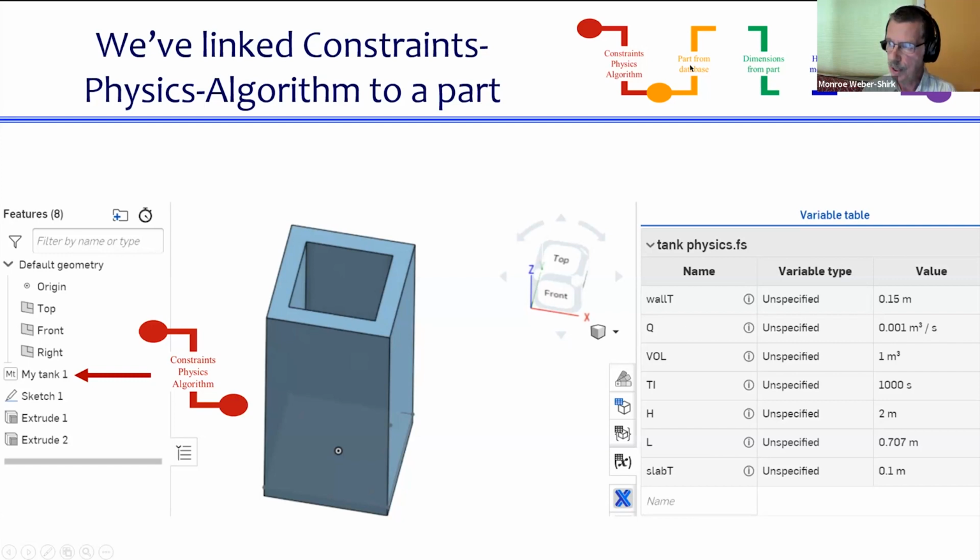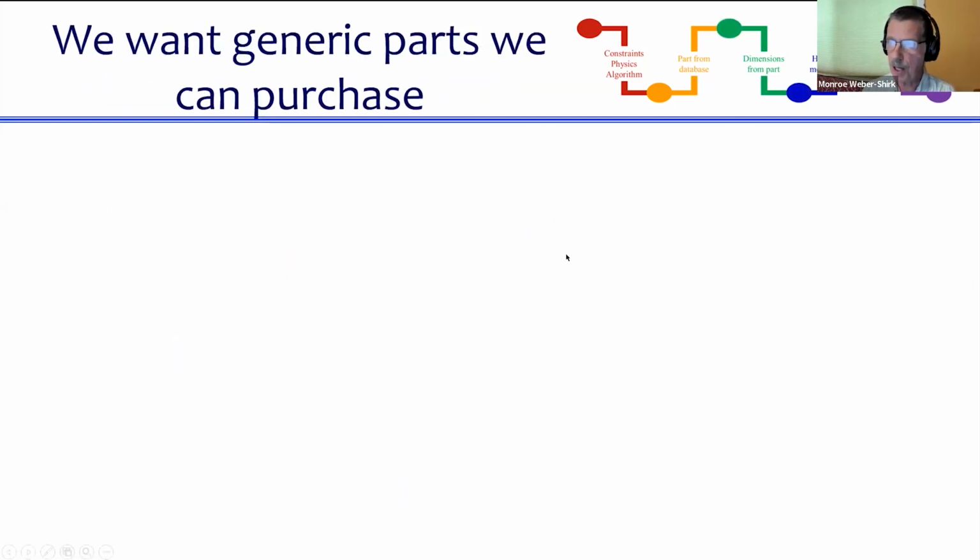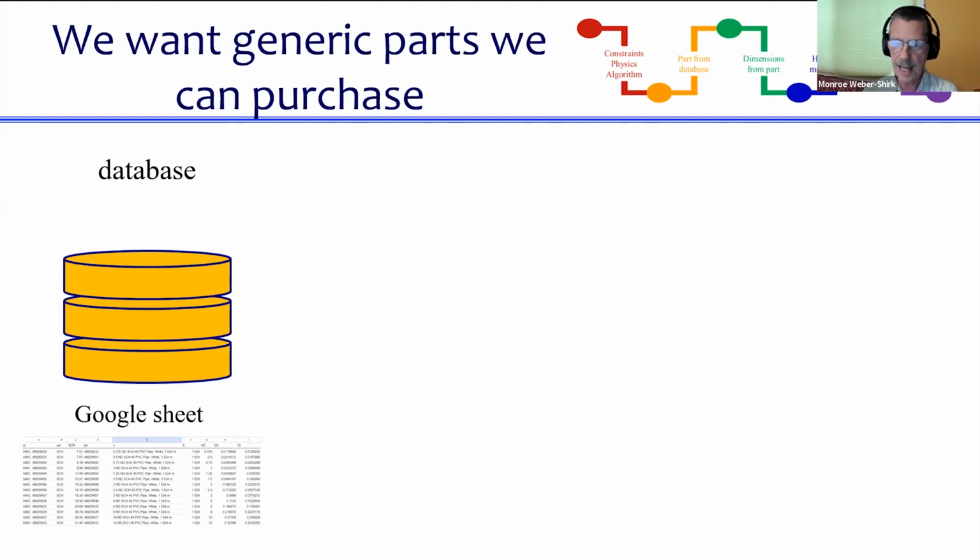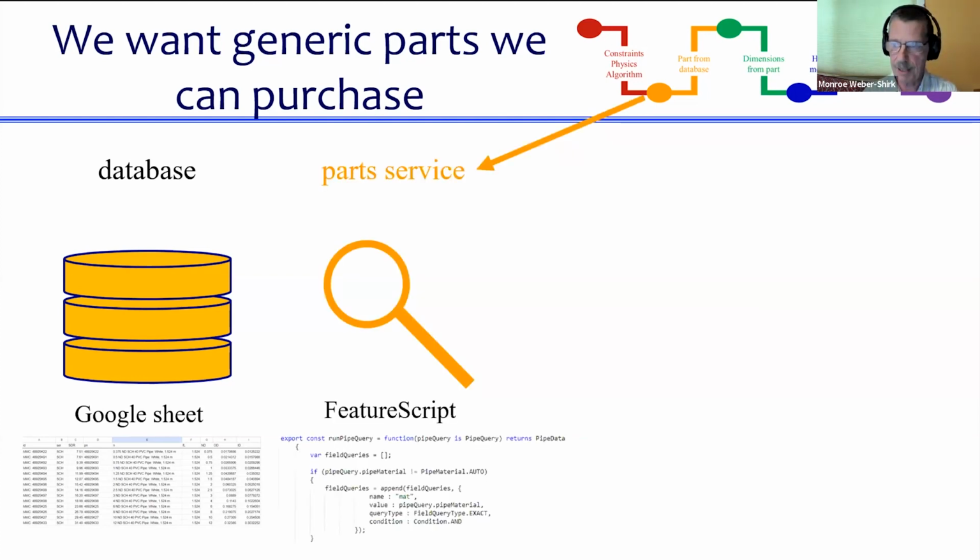And the next thing we're going to think about is, how do we get this part from a database? So we want to use generic parts that we can purchase. And so the way we do that is we have a Google Sheet that has thousands of parts in it. And that's the core or the base of our database. We are able to pull that into FeatureScript. And then in FeatureScript, we can run a query for a specific part. And we can say, for example, I would like a pipe that has an internal diameter that is greater than 10 centimeters. And it'll look in the database for a pipe that meets those specifications and will bring a particular pipe back for us.